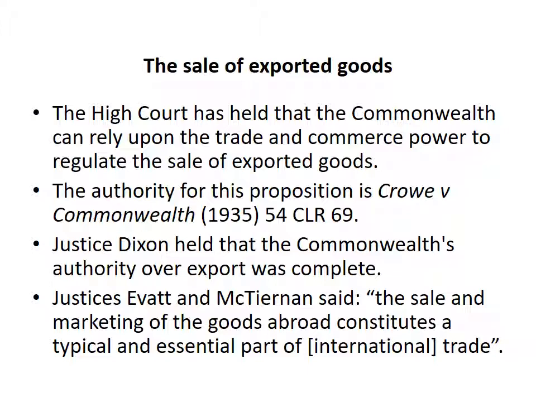Justice Dixon held that the Commonwealth's authority over export was complete. Justices Evatt and McTiernan said, "The sale and marketing of the goods abroad constitutes a typical and essential part of international trade." The decision is authority for the proposition that the trade and commerce power extends to the conditions under which exported goods may be sold. It should be possible to argue by extension that it also extends to the conditions under which goods traded interstate may be sold.